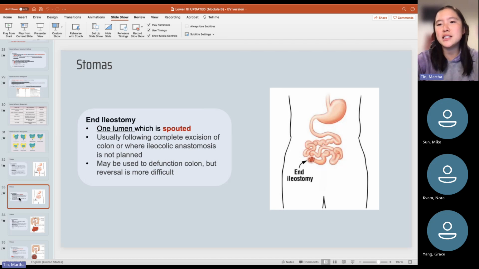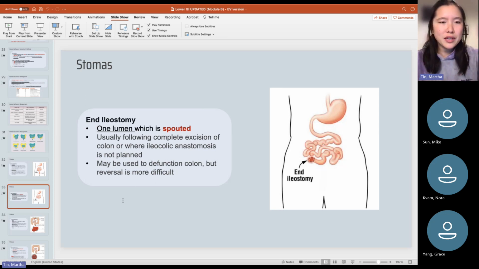Again, in the name, instead of bringing a loop of bowel up to the skin, we now have only one end. So there's only one lumen. In this case, you can think about it logically: it's usually following a complete excision of the colon instead, or where you've not really planned doing an anastomosis, so this is what you've ended up with. This is more likely to be permanent, but it can still be reversed, though a bit less commonly.